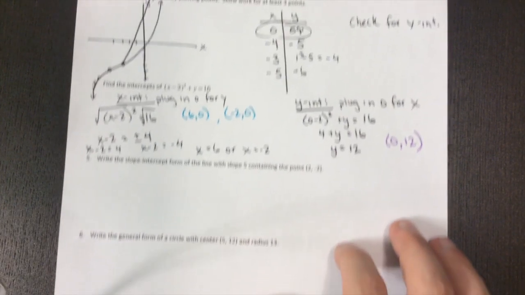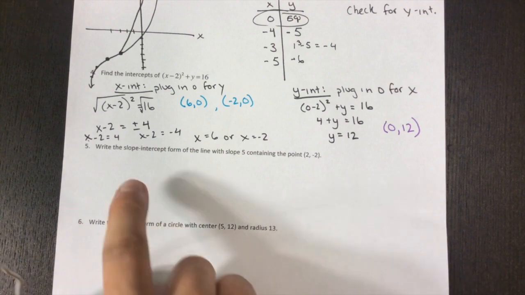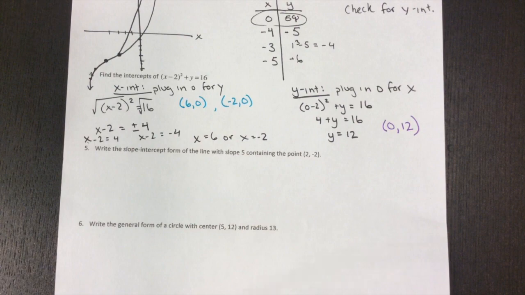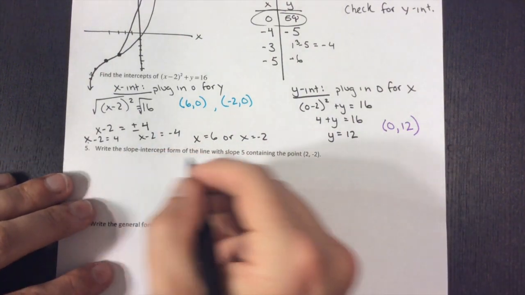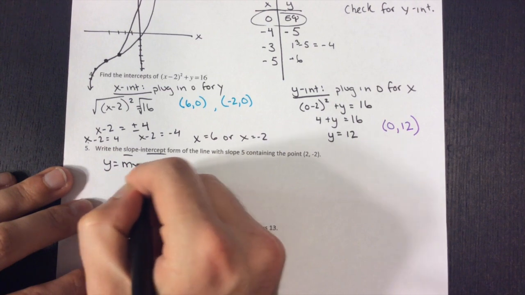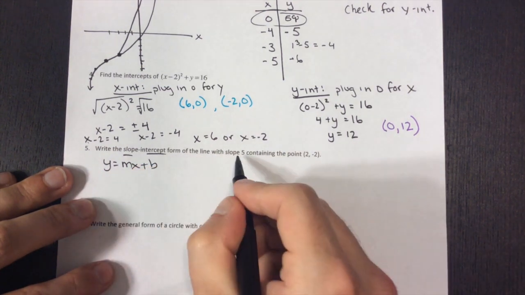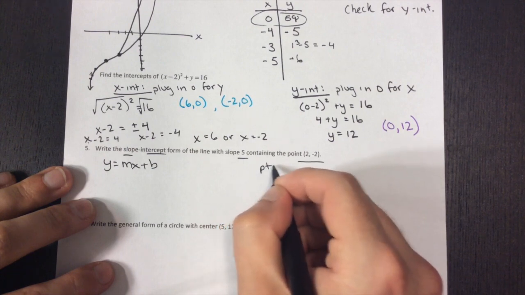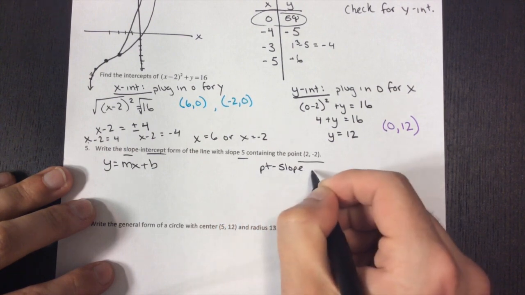Two more on this page. Write the slope-intercept form of the line with the slope 5 containing the point (2, 2). So I'm going to start the easiest way. Slope-intercept form is y equals mx plus b. I have a point and a slope, so I'm going to use point-slope form to start.